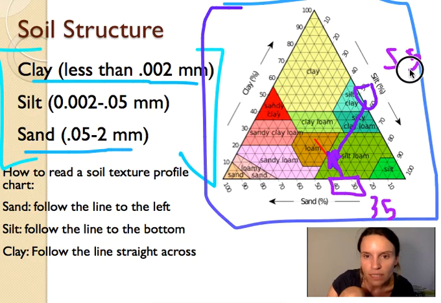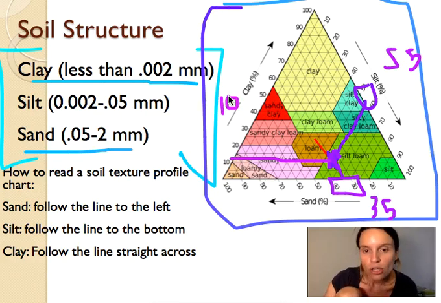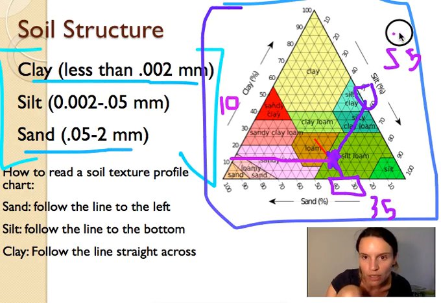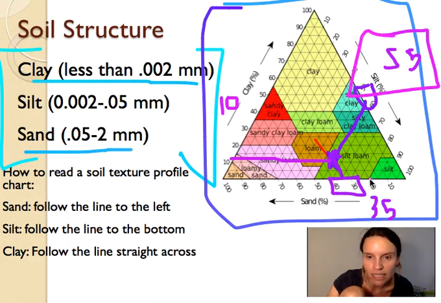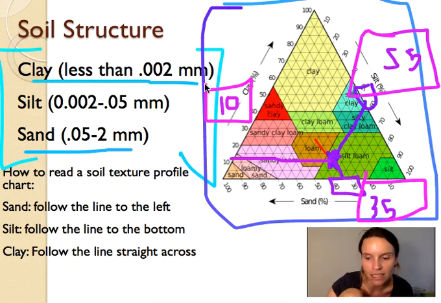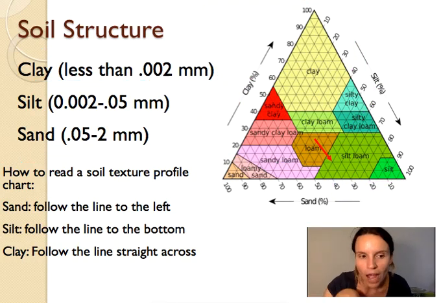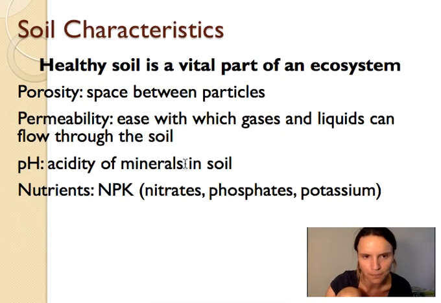Then it gets a little bit simpler. For the clay, I just go straight across and I end up with 10% clay. So for a silty, loamy kind of soil, one possible percentage concentration of each mineral is 55% silt, 35% sand, and 10% clay. And we'll talk about why that mix of different minerals is important in the next slide. So let's go ahead to that.